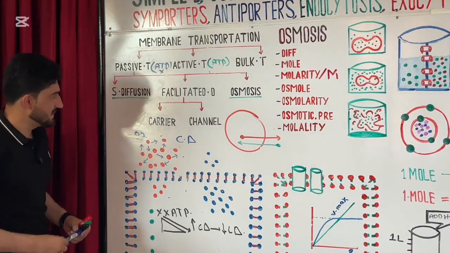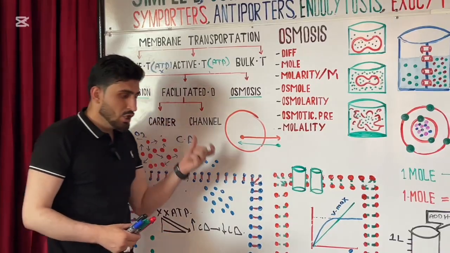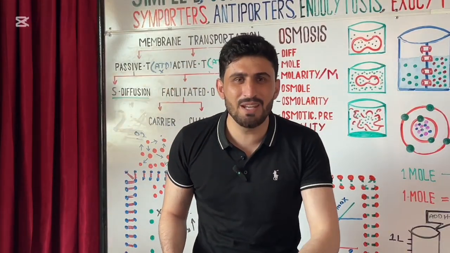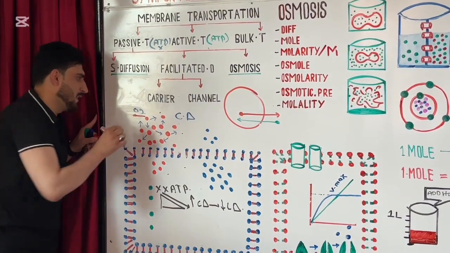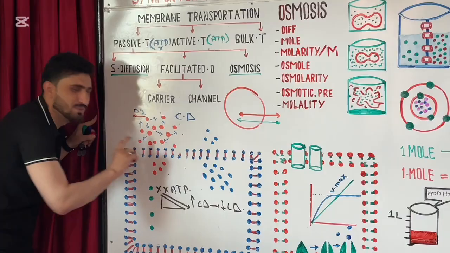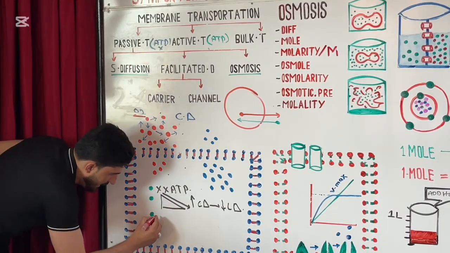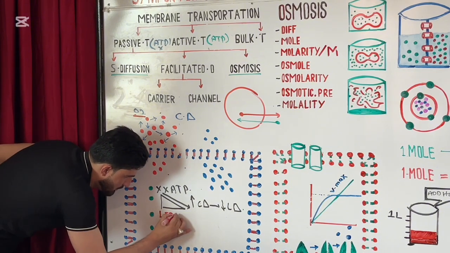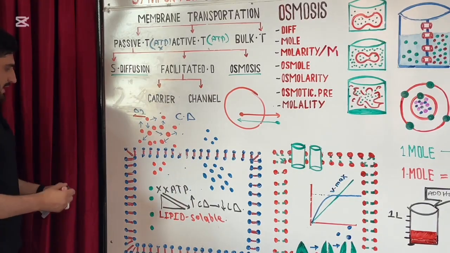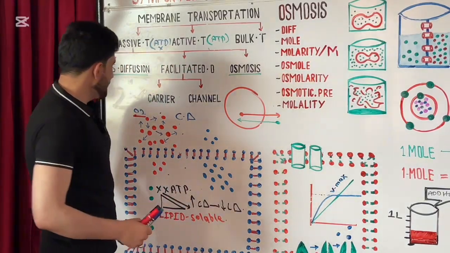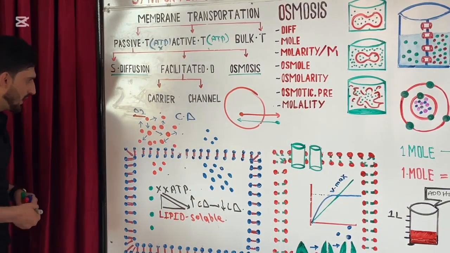Another important condition for simple diffusion is that molecules which move by simple diffusion should be lipid soluble. For example, oxygen is lipid soluble. If they are not lipid soluble, they can't move by simple diffusion. So the third condition for simple diffusion is that the molecule should be lipid soluble. And another important condition for simple diffusion is its molecular weight.